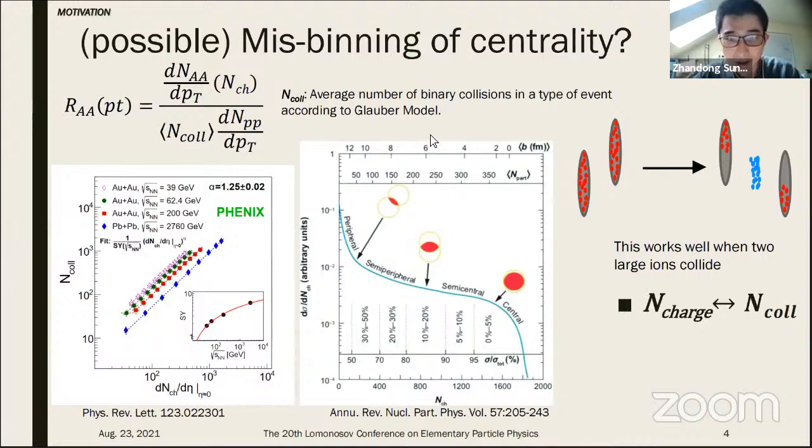And as you see in the middle plot, we use the relation between the number of charged particles and the number of binary collisions to define our centrality experimentally. And this method works well in large systems, I mean in ion-ion collisions. On the plot on the left-hand side, we can see the agreement between the N-coll and N-charge.